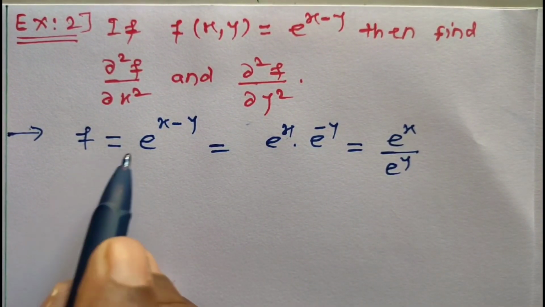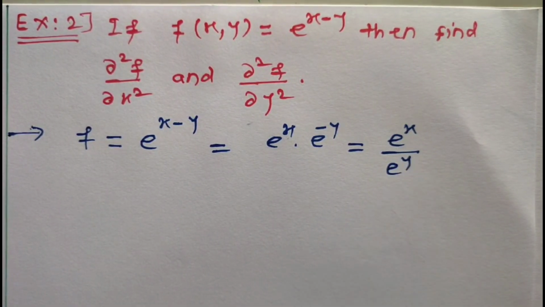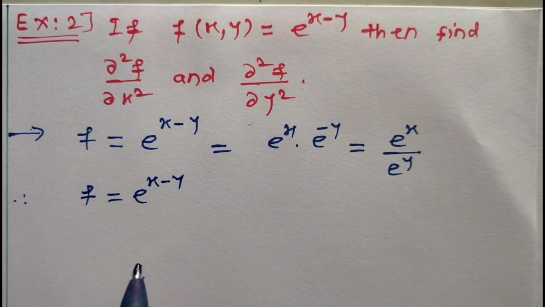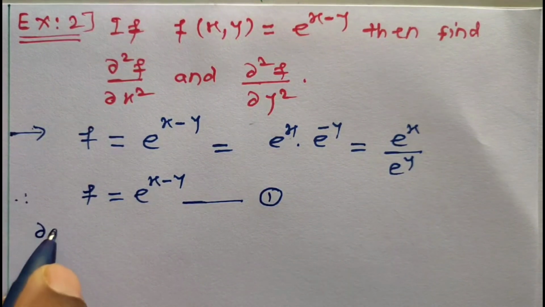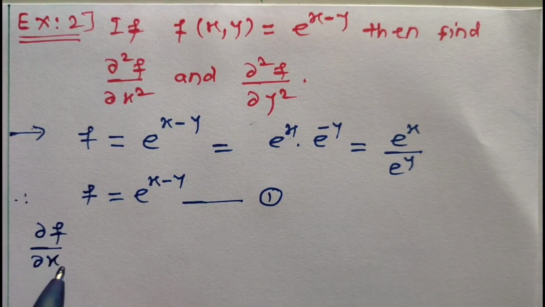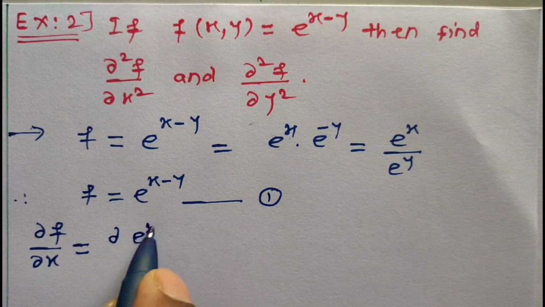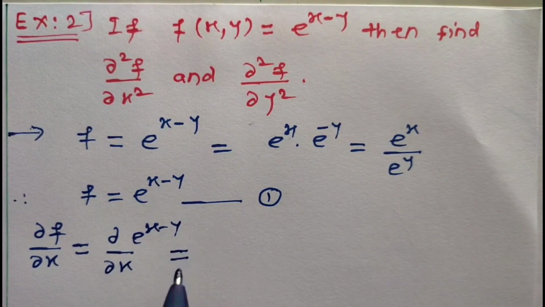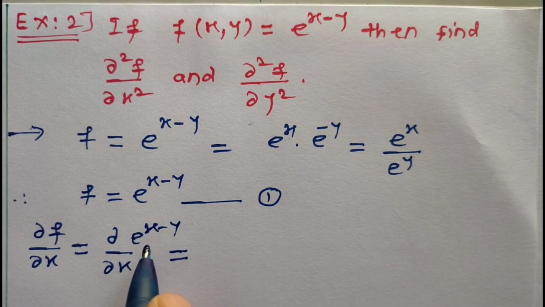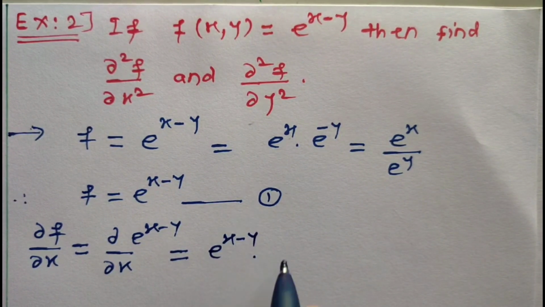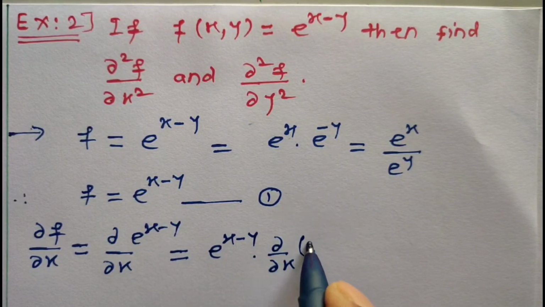Either consider f as this one or this one. Now f is equal to e to the power x minus y. Let us assume this is given function 1. Partially differentiate f with respect to x considering y as constant. Derivative of e to the power x minus y with respect to x. But you know, e to the power x minus y is exponential function. Its derivative will be e to the power x minus y into partial derivative with respect to x of its power. Power is x minus y.